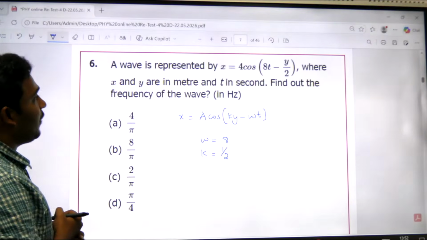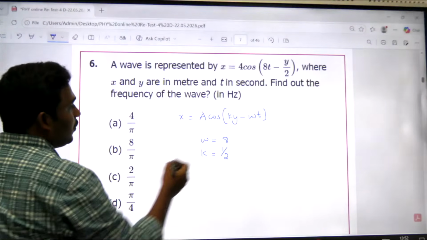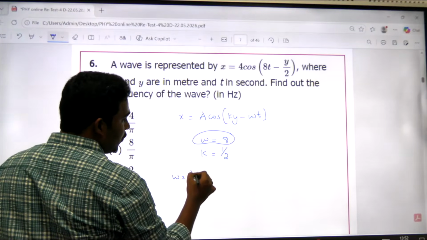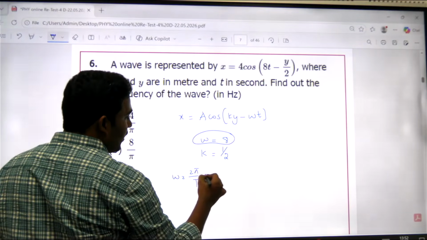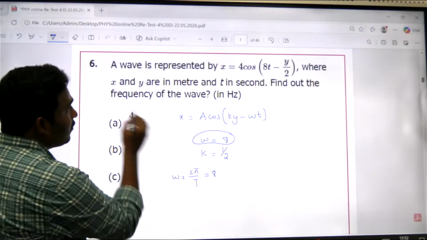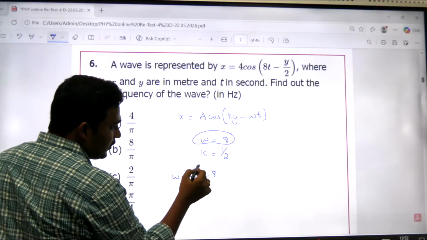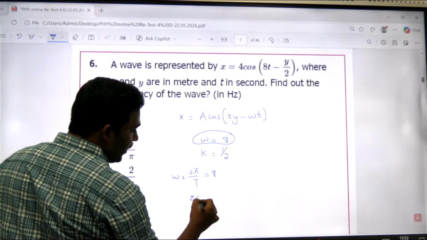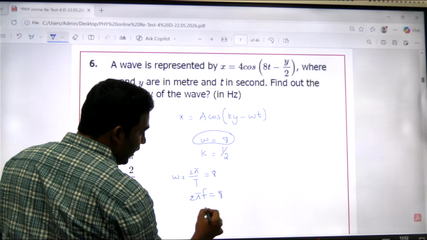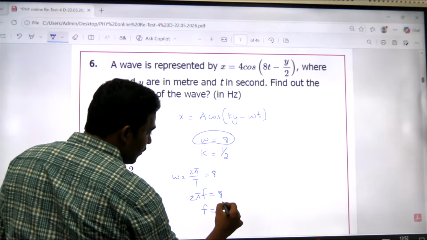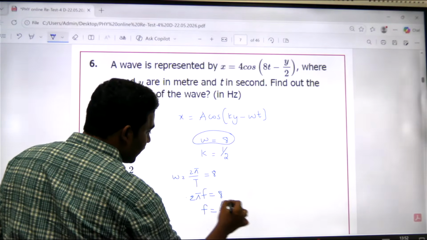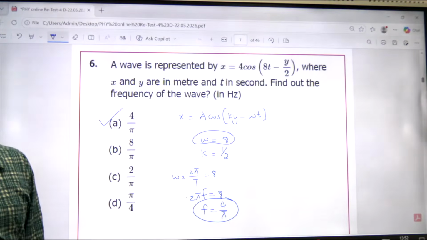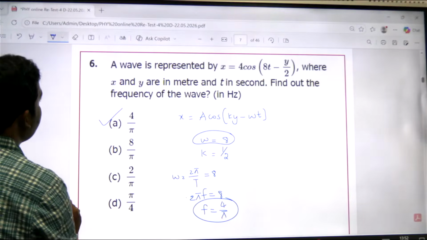Now, what is he asking? Find out the frequency of the wave. Omega is 8, and omega is 2 pi by T. He's asking for the frequency of the wave, which is nothing but 1 by T. So I can write 2 pi into f is equal to 8, and your frequency would be equal to 4 by pi, which is option 1. Going for the next question.